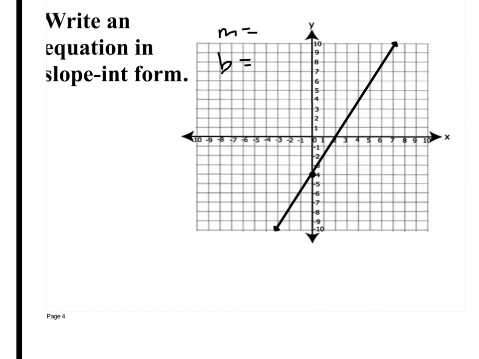And then I'm done. So what I do is I look and figure out my m, my slope, and I figure out my b, my y-intercept. So I'm trying to plug it into this. Y equals mx plus b. My y-intercept's the easiest thing to find. It's -4. Because that's where it crosses the y-axis.